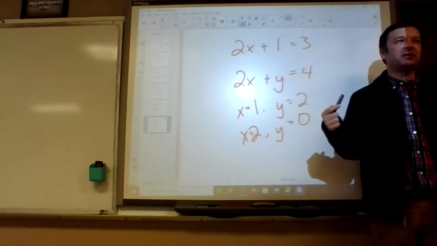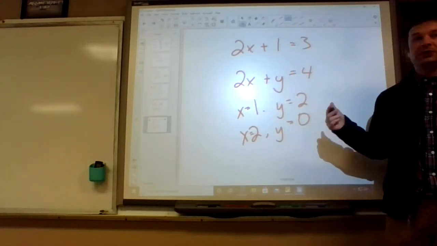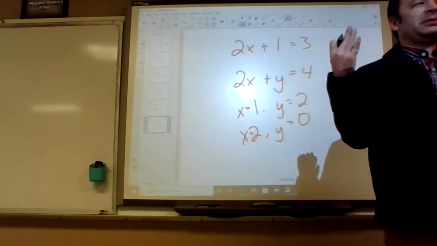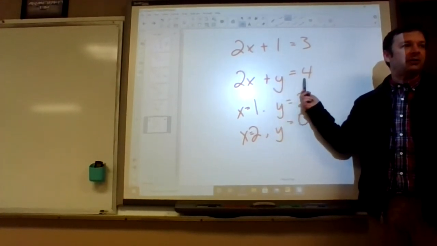How many solutions is this going to have? Infinite solutions. Every different x value you use, you're going to get a different y value to go with it to add up to 4.